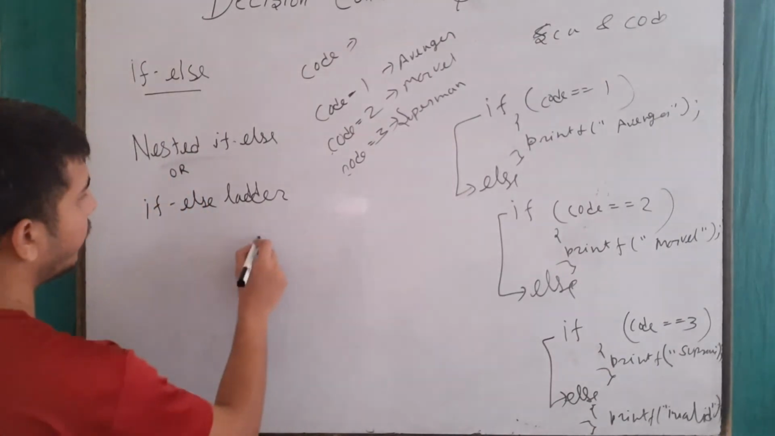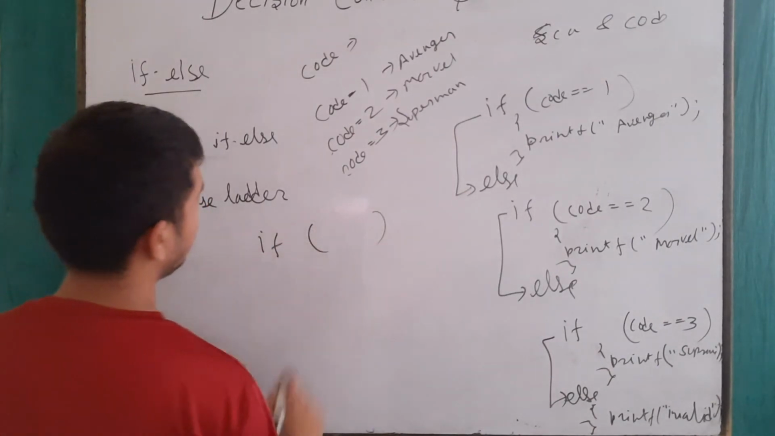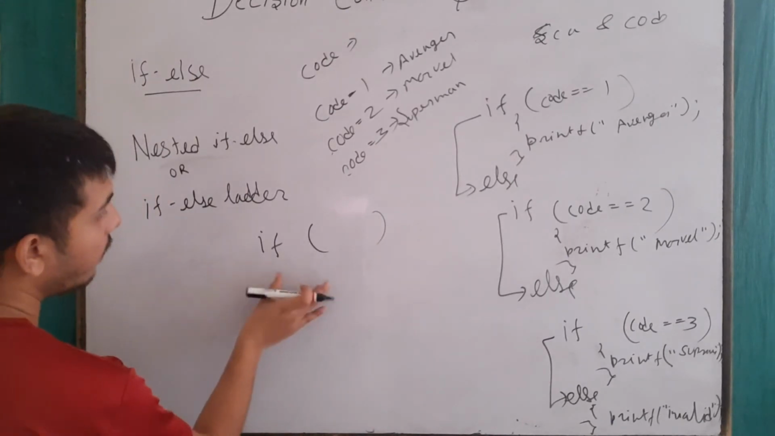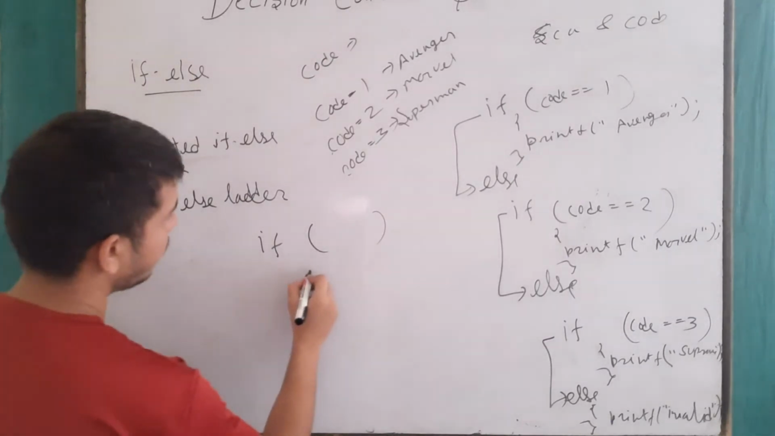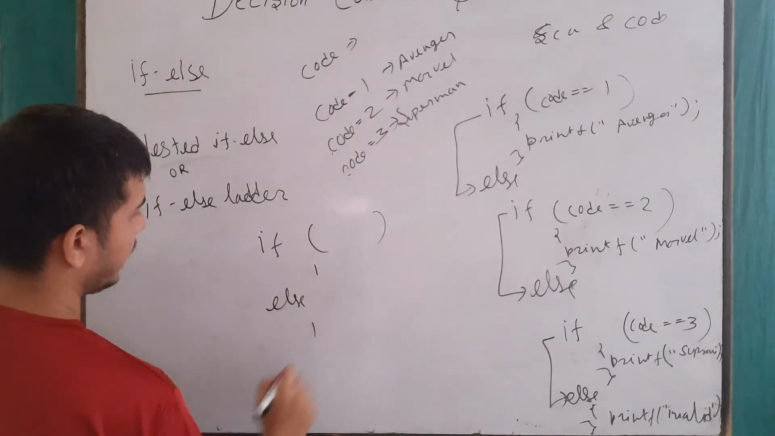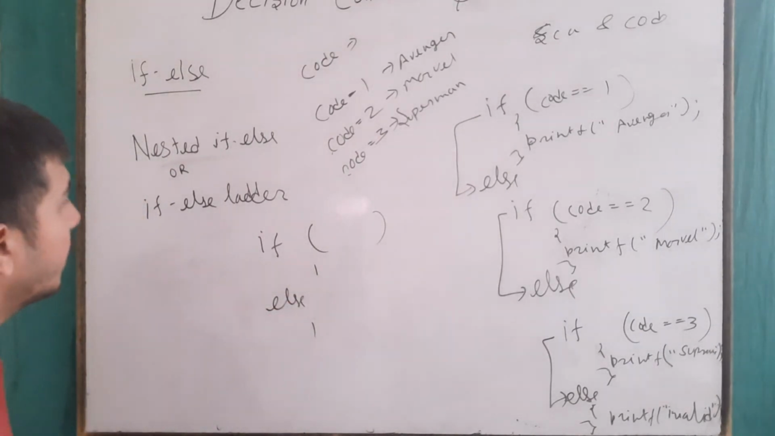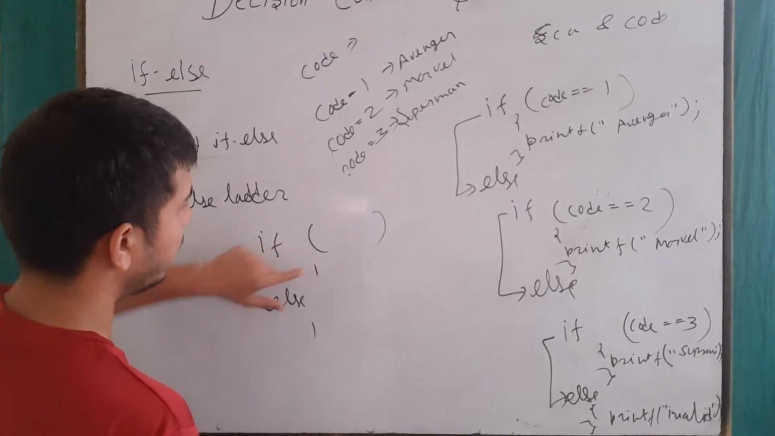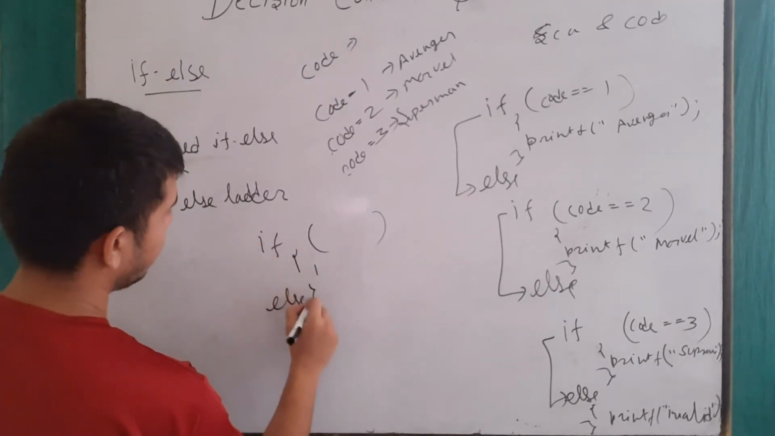This type of thing is known as nested if else or if else ladder. One quick note to remember: if I am using if else and I am not using curly braces, then I can only write one line. But if I want to evaluate multiple lines, then I have to use curly braces.